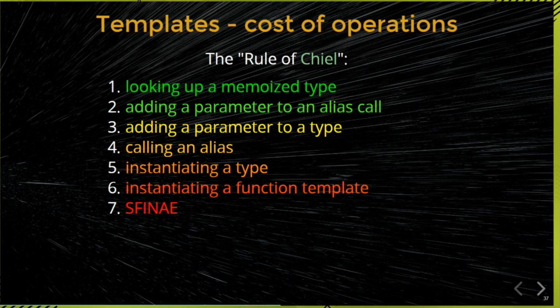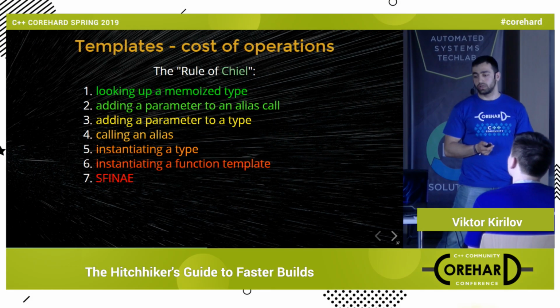So there's this thing called the rule of Chiel, which categorizes different operations of using templates. For example, reusing a template which has already been instantiated is almost free. But if you're starting the SFINAE machinery, it's one of the most costly operations you could do in template metaprogramming.